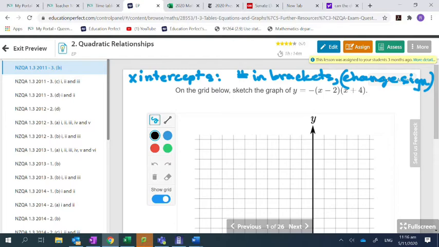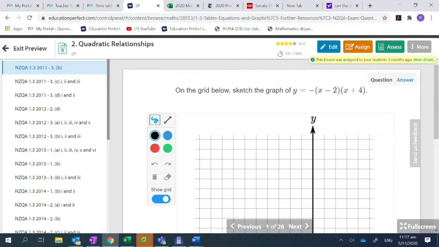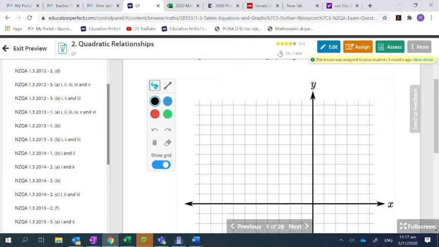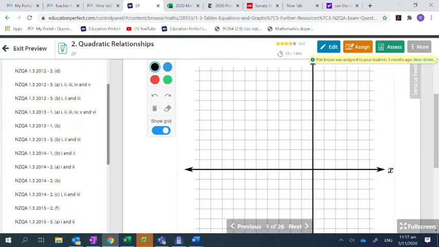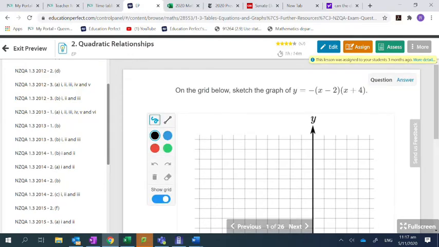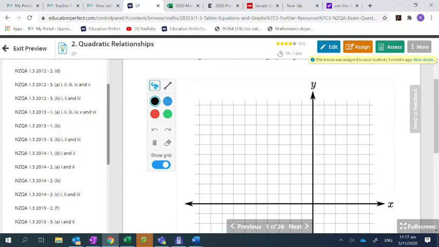All right. So here, we have x minus 2. What is that going to do on my x-axis? It's going to be at x positive 2. X is positive 2, exactly. So you put a dot at positive 2.